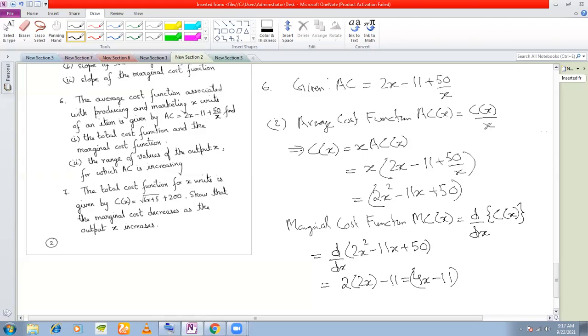Okay. The next question is an interesting question. It says, find the range of output for which the average cost is increasing.